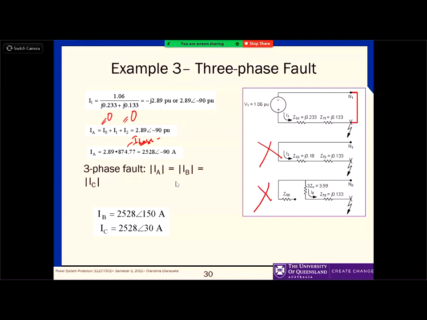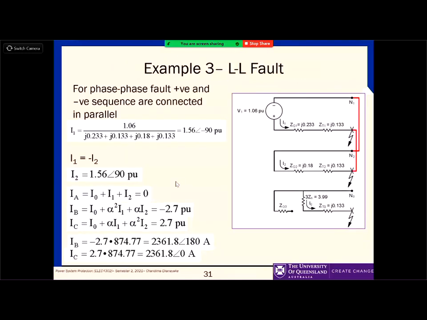It is easy. But then, line-to-line fault. In a line-to-line fault, these 2 circuits are connected in parallel. You can see that when I connect them in parallel, the fault point of the positive sequence circuit is connected to the fault point of the negative sequence network. That's what I have done. See?